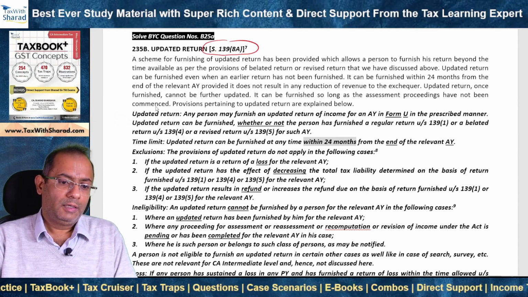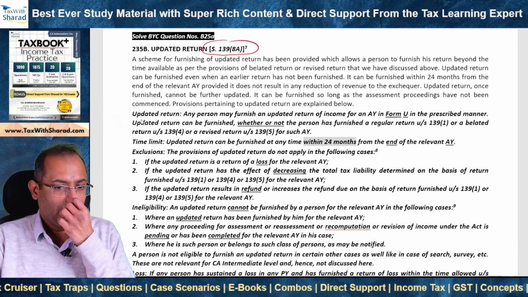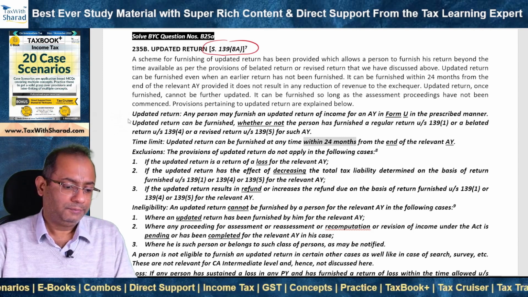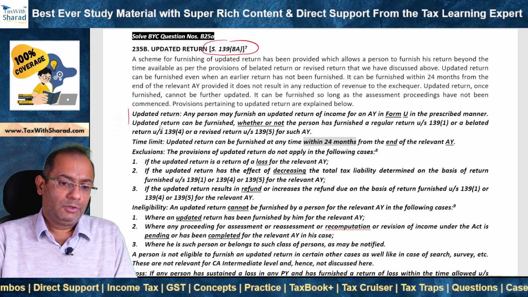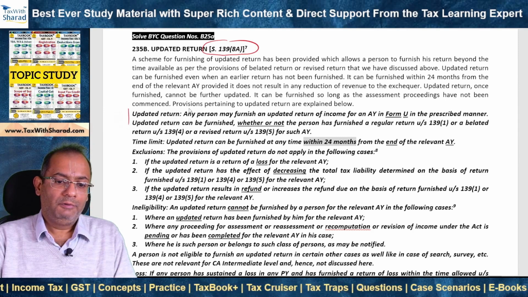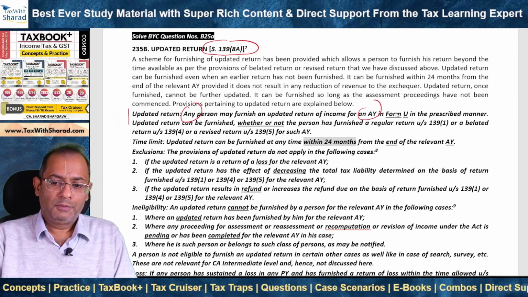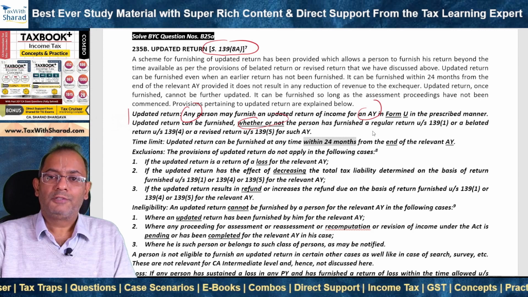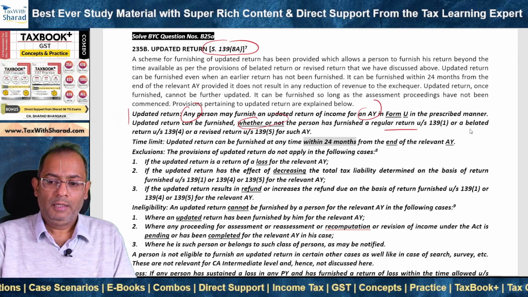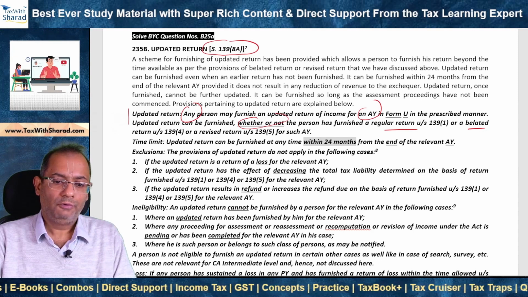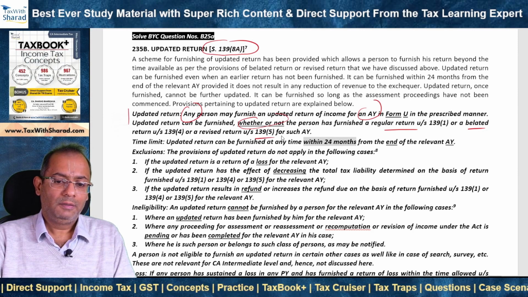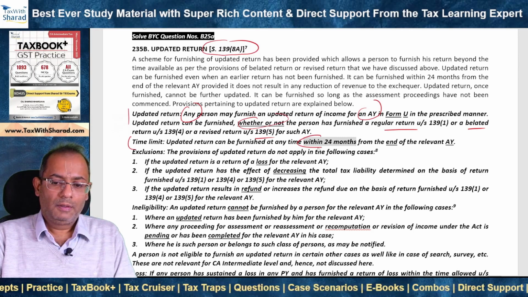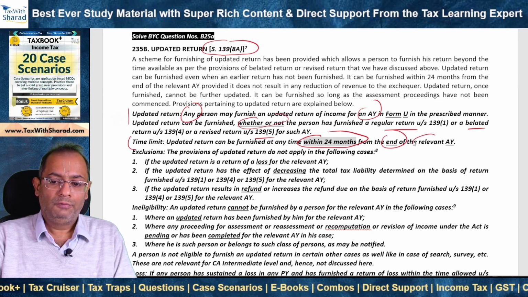Before moving to our discussion, let's very quickly recap the provisions of section 139(8)(a), which we discussed in detail in part 1 of the video. So we noted that updated return can be filed by any person for an assessment year in the prescribed manner, and it can be furnished whether or not the person has furnished a regular return under section 139(1) or a belated return under section 139(4) or a revised return under section 139(5). The time limit to furnish updated return is within 24 months from the end of the relevant assessment year.